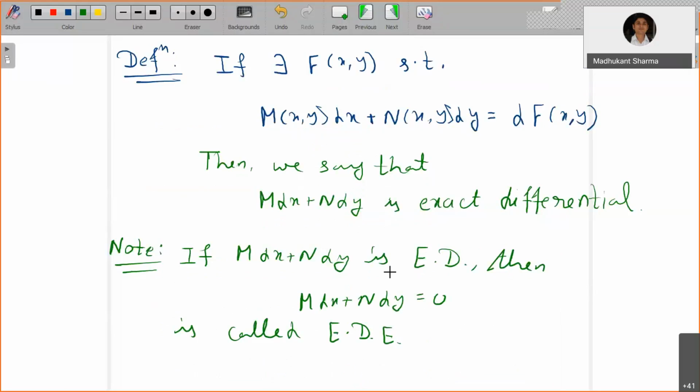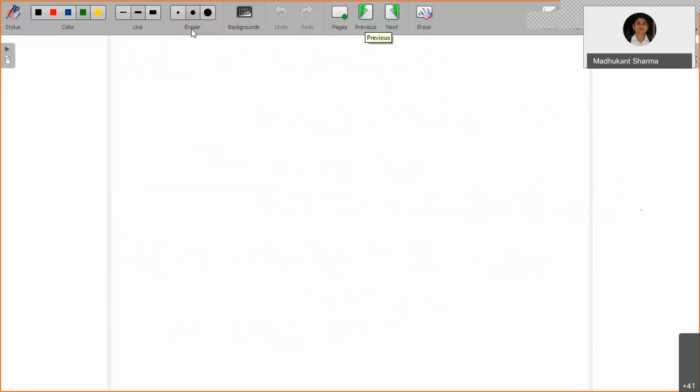Okay, so if the left hand side expression you can write as a total differential for some function F of x comma y, then this equation is called an exact differential equation. Now suppose everything is nice, suppose this is an exact differential equation, but how are we going to solve this problem now? So how do you identify this capital F?